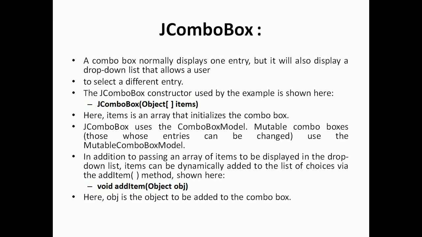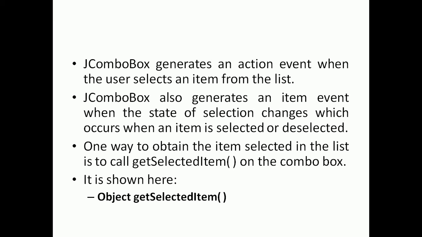In addition to passing an array of items to be displayed in the drop-down list, items can be dynamically added to the list of choices via the addItem method. So the syntax is void addItem(Object obj), where obj is the object to be added to the combo box. Next, JComboBox generates an action event when the user selects an item from the list. JComboBox also generates an item event when the state of selection changes, which occurs when an item is selected or deselected.